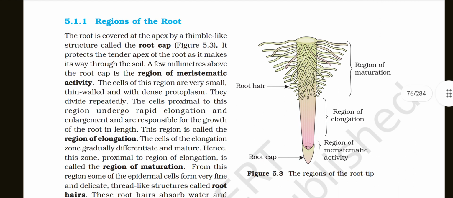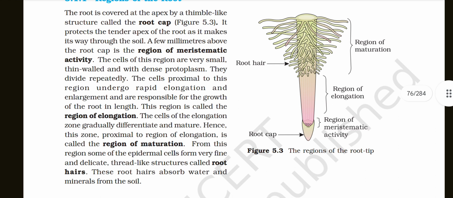The root is covered at the apex by a thimble-like structure called the root cap. It protects the tender apex of the root as it makes its way through the soil. A few millimeters above the root cap is the region of meristematic activity.